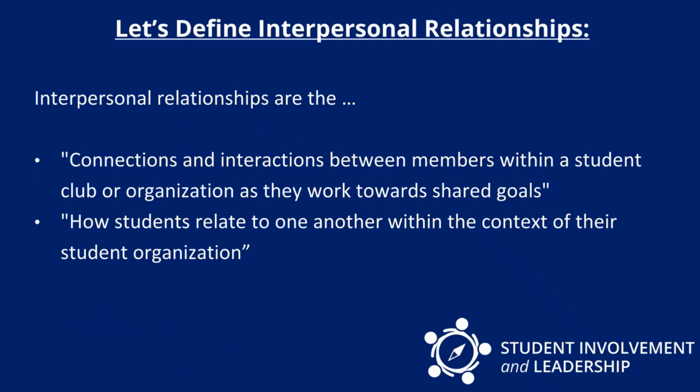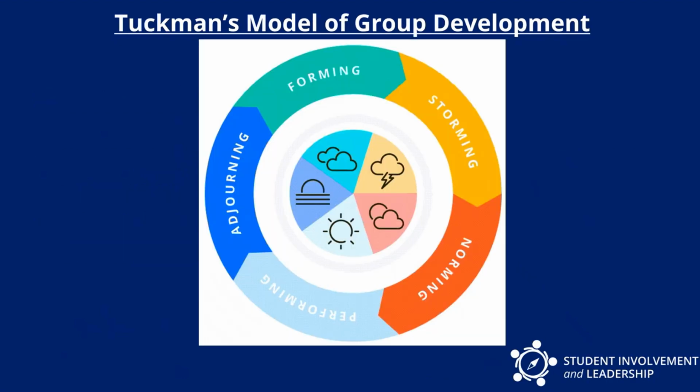So we're going to think of interpersonal relationships through a framework developed by Tuckman called Tuckman's Model of Group Development. There are five main stages, which are forming, storming, norming, performing, and adjourning. So we're going to walk through each of these stages and try to help tease out what the general expectations and behaviors of each of these stages are, so that once you have a better understanding of these stages, you're going to be able to help your group work through them.